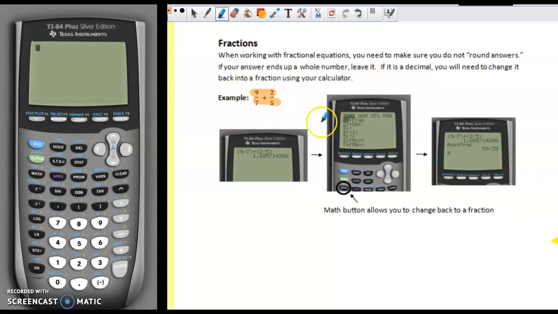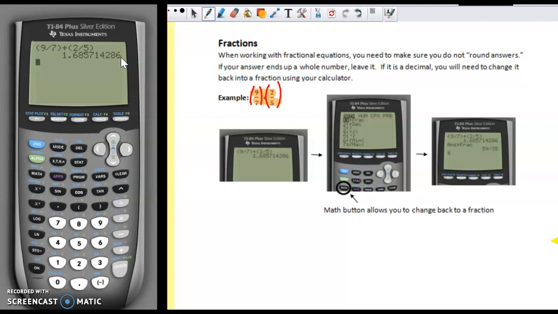If this was my problem, I want to add 9/7 to 2/5. When I'm plugging this into my calculator, I want to put each fraction in parentheses so that it knows it's one term being added to my second term. They just happen to be fractions. So I'm going to put my parentheses, 9 divided by 7, and it looks like a fraction in my calculator. My addition operation in the middle, and then my second fraction of 2/5. Notice that it's in parentheses. Now when I hit enter, I get 1.685714286, and then it cuts it off from there.